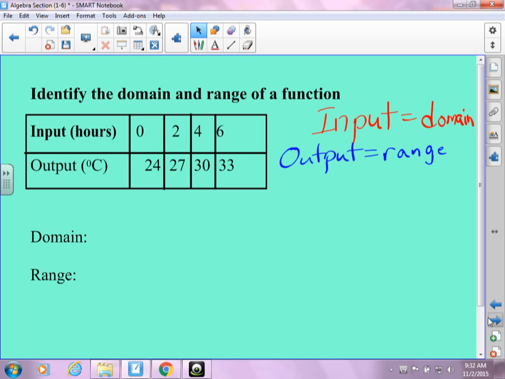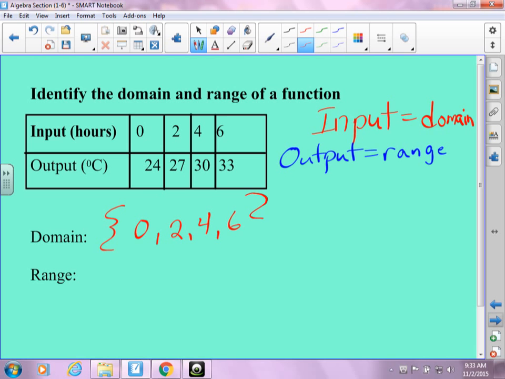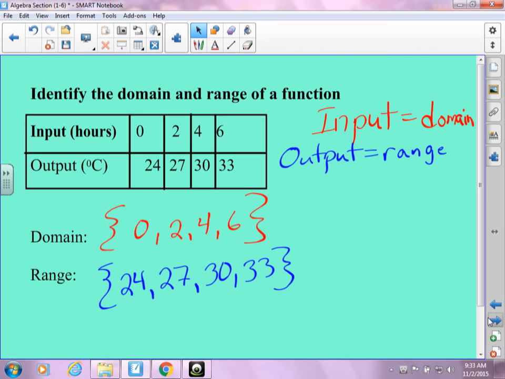So when it says to identify the domain and range, what they're asking you to do is list the numbers. And this little squiggly thing is kind of like a parenthesis, kind of. It shows a grouping. So all you need to do is take your input, the x values: 0, 2, 4, 6. Make sure you put commas in between because they're individual numbers and it's just a list. And then for the output, for my range: 24, 27, 30, and 33. I don't want you to use parentheses. I want you to use kind of a little squiggly thingy. Okay? Just do your best.